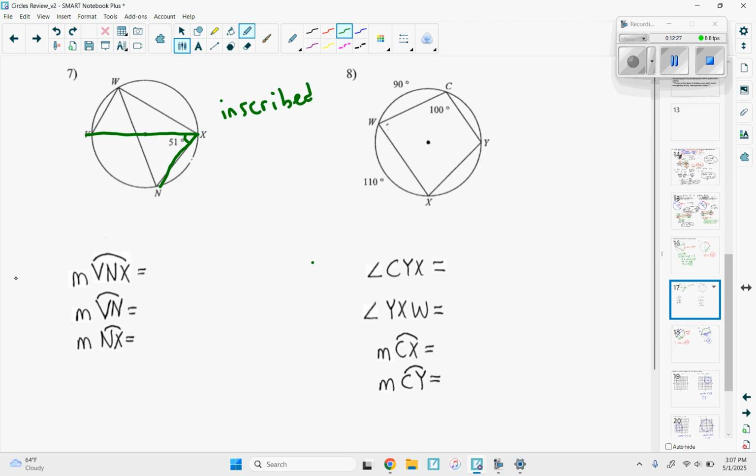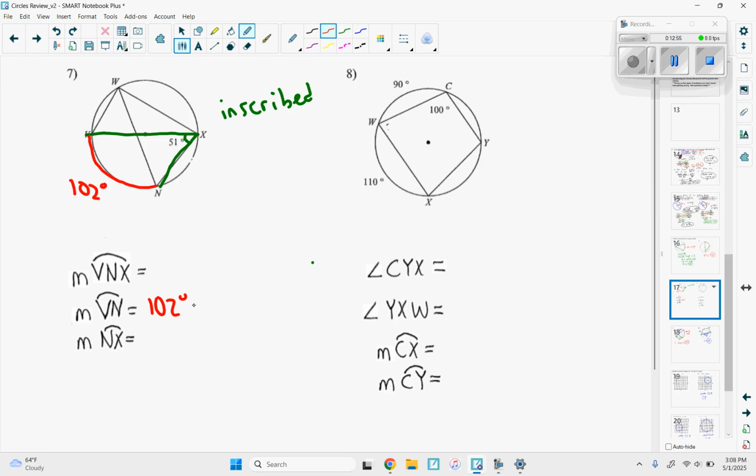All right. So I notice this inscribed angle matches with this arc angle here. That arc angle is going to be twice as much, so that must be 51 times 2. That's 102 degrees. All right, and I notice that's arc angle VN. So we just found VN is 102 degrees.